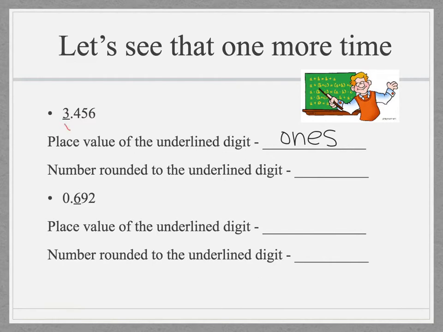So I'm going to draw my arrow to the right. That number is 4 or less, so the 3 is going to rest and stay the same. The rounded number will be 3. Remember, you don't have to put zeros behind the decimal. You can just leave it at 3. All right, now let's see another example.